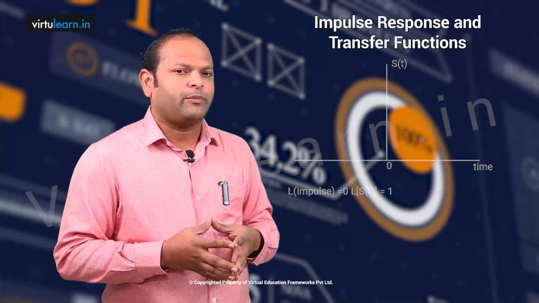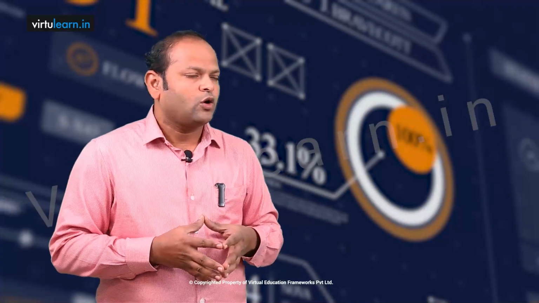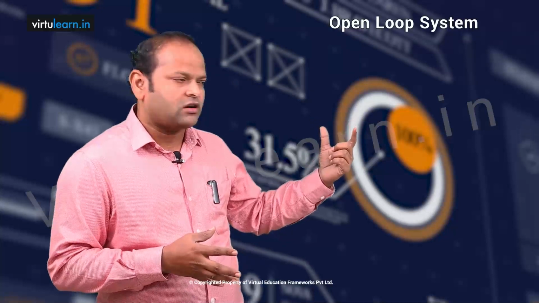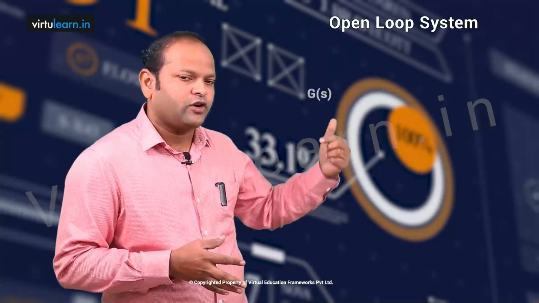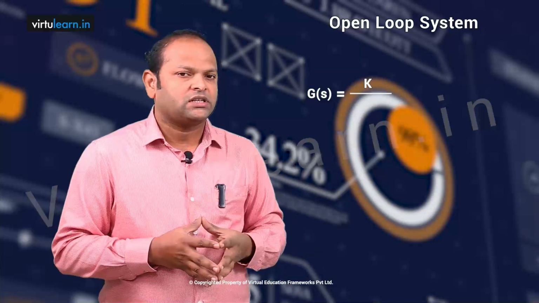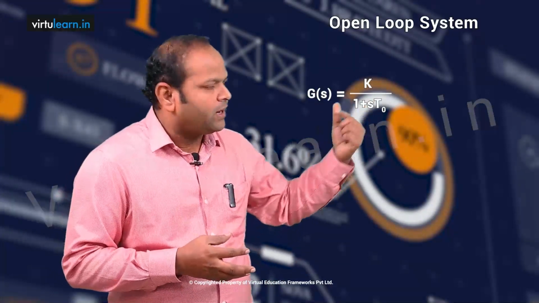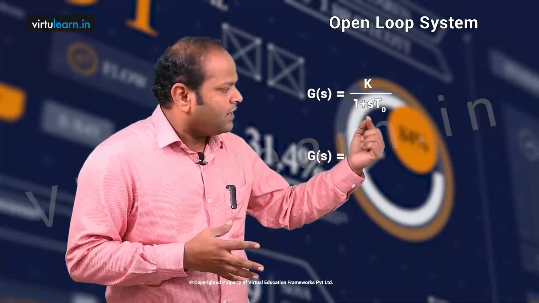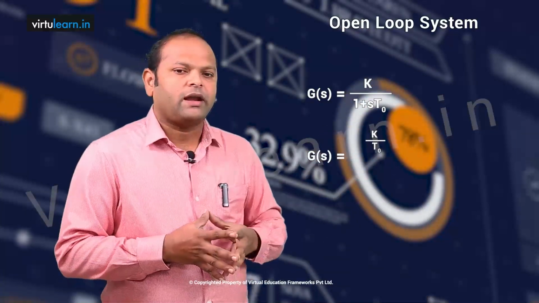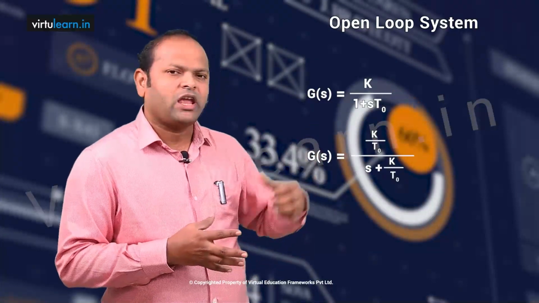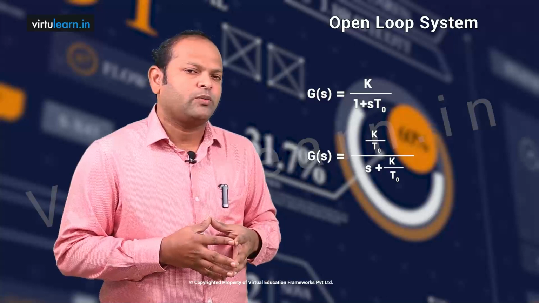Let us take the non-feedback system, which is the open loop system. In the open loop system, what is the transfer function? Your transfer function G(s) is, as we already saw, k by 1 plus s t naught. If you rearrange it, I can write it as k by t naught divided by s plus k by t naught. So whenever you have k by s plus a, the inverse Laplace is going to be k e power minus at.